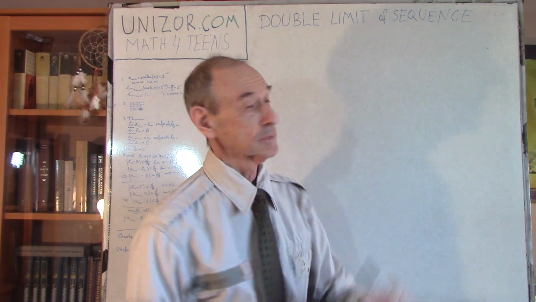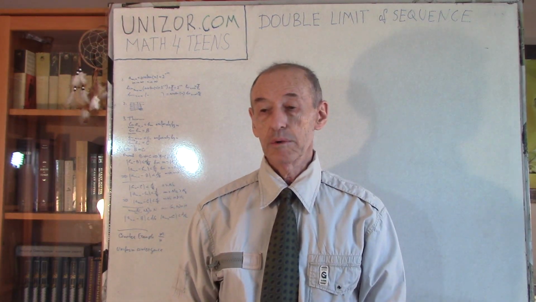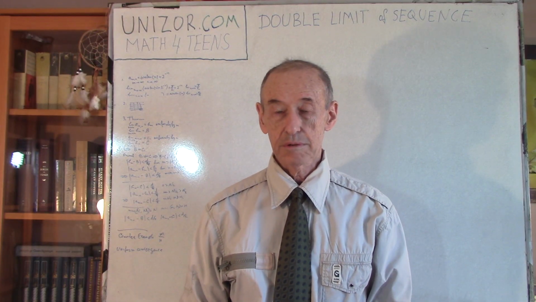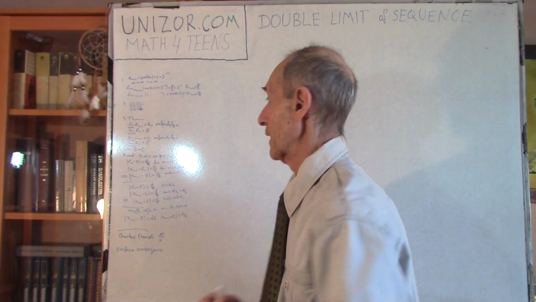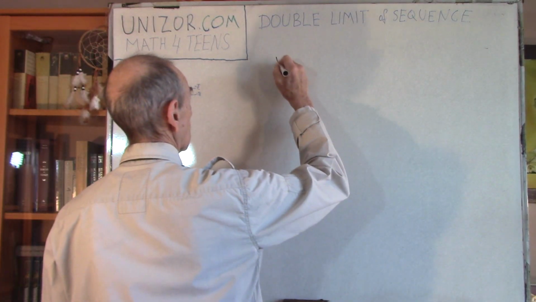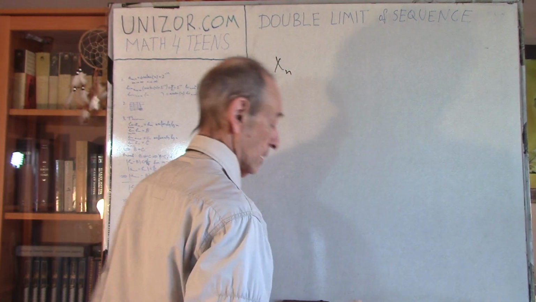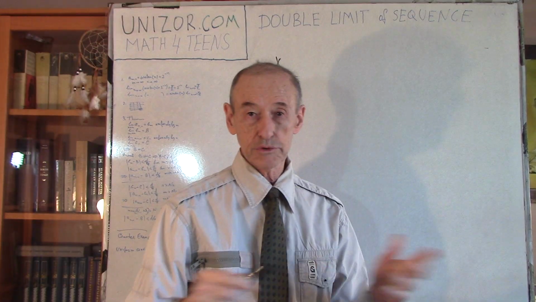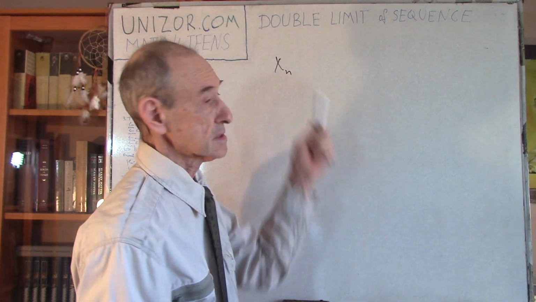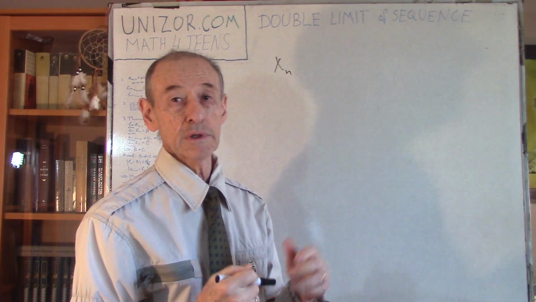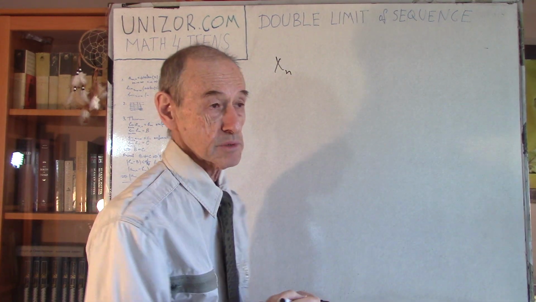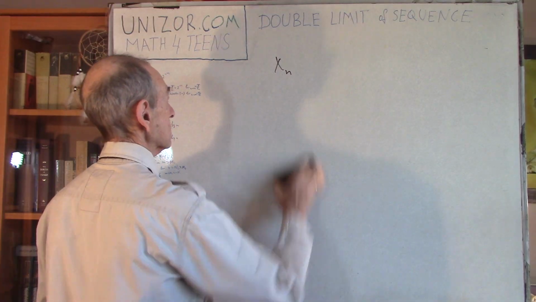Double limit of sequences. Now, what is a double sequence? Well, usually a sequence is something which depends on one index, like x_n, where n is a natural number, 1, 2, 3, 4, 5, and x is usually a real number. Today we will talk about double sequences, which depend on two indices.